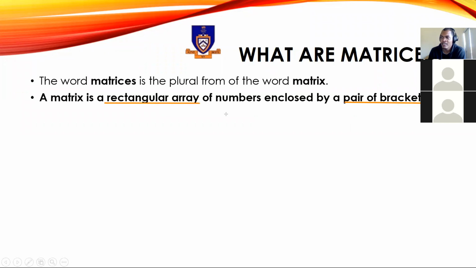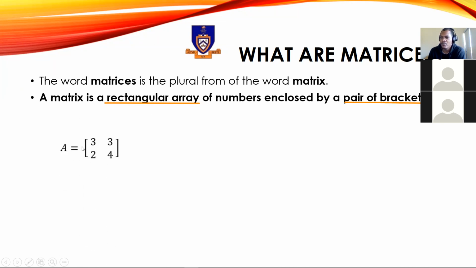These words are what we will be focusing on. It might be new, might not be new. Rectangular, we know what a rectangle is. Array is maybe a new word, and we will talk about an array. Numbers, we know what numbers are. Enclosed by a pair of brackets. We have already seen something like that in vectors as well.